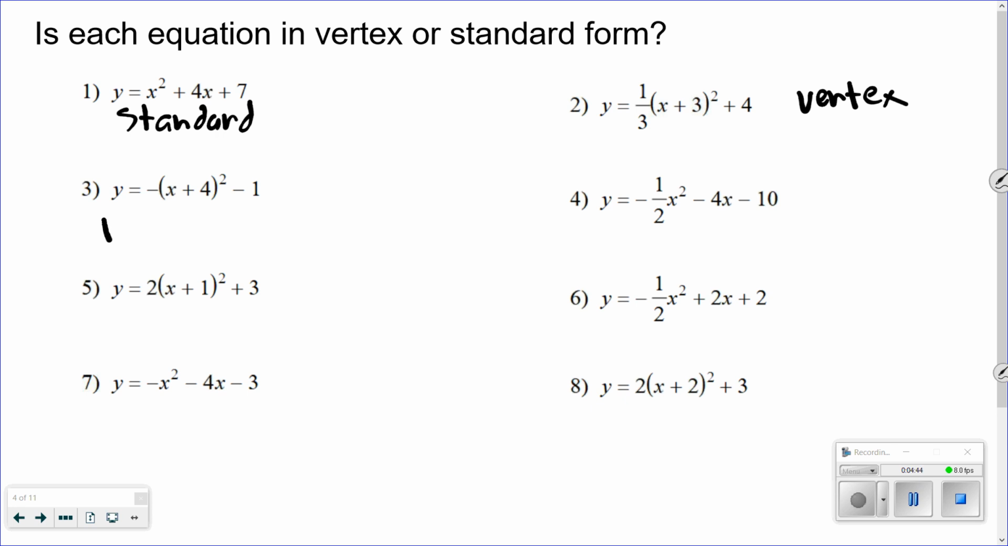So 3 should be vertex form. 4, I got the x squared minus 4x minus 10. That's standard form. Vertex form, standard form, vertex form. So make sure before you start graphing a quadratic, by the way, if you notice on all those, the x is squared. That's what makes it a quadratic. It makes it a parabola. But the first thing you're going to do is decide is it standard form or vertex form before you try graphing it. Okay, so we're good with vertex form.